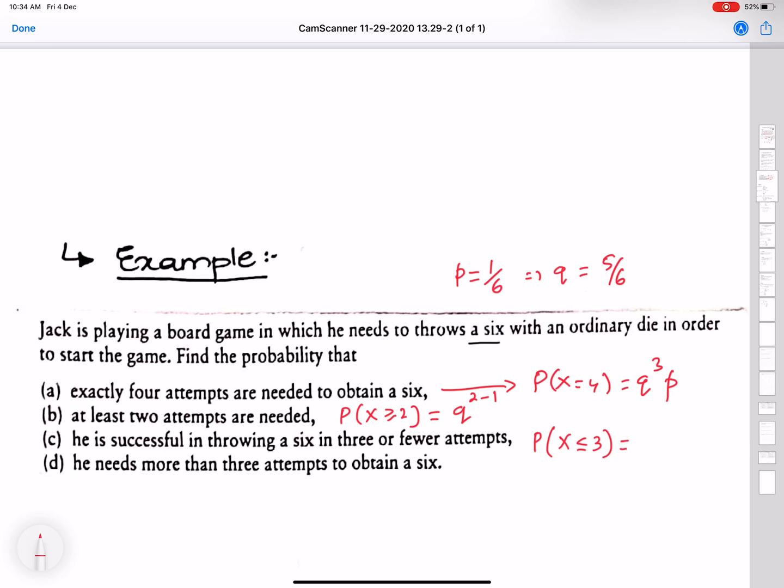So this will be 1 minus Q to the power 3. He needs more than 3 attempts to obtain a 6. For that, you just need to write more than 3, that means x greater than 3. So the answer will be Q to the power 3.